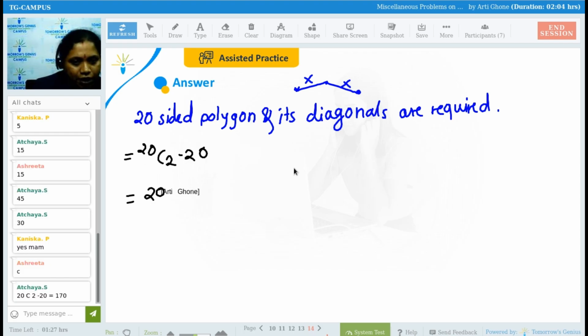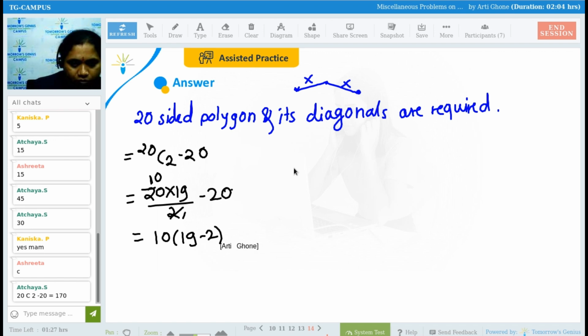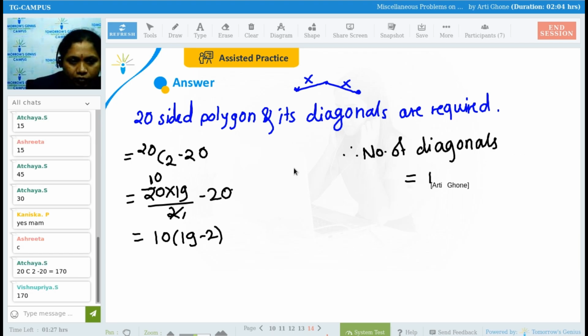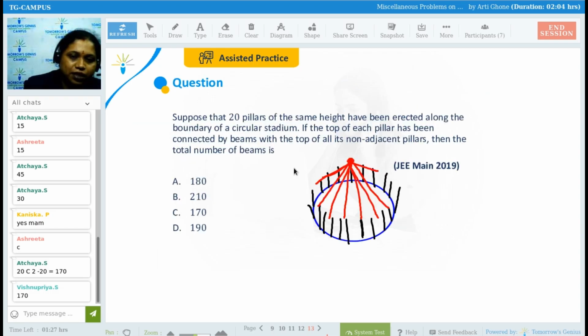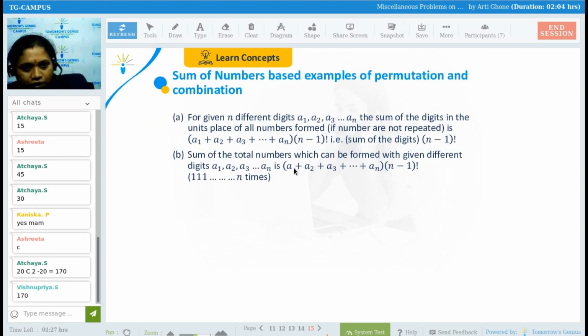Now if you solve this one: 20 into 19 upon 2 minus 20. The 2 tens are there, so it is 10 outside, 19 minus 2. So it is equal to 10 into 17, that is 170. I know after I explain, you are able to solve, but I want you to solve before I explain the question. Now, the answer is 170.